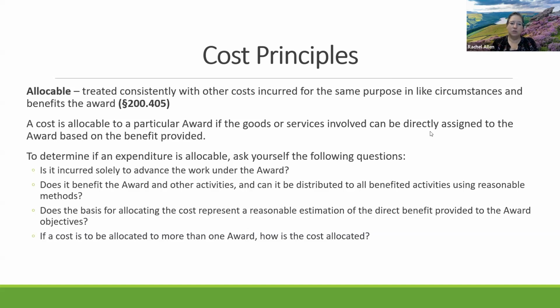Is it incurred solely to advance the work under the award? Does it benefit the award and other activities? And can it be distributed to all benefited activities using reasonable methods? Does the basis for allocating the cost represent a reasonable estimation of the direct benefit provided to the award objectives? And if a cost is to be allocated to more than one award, how is the cost allocated?